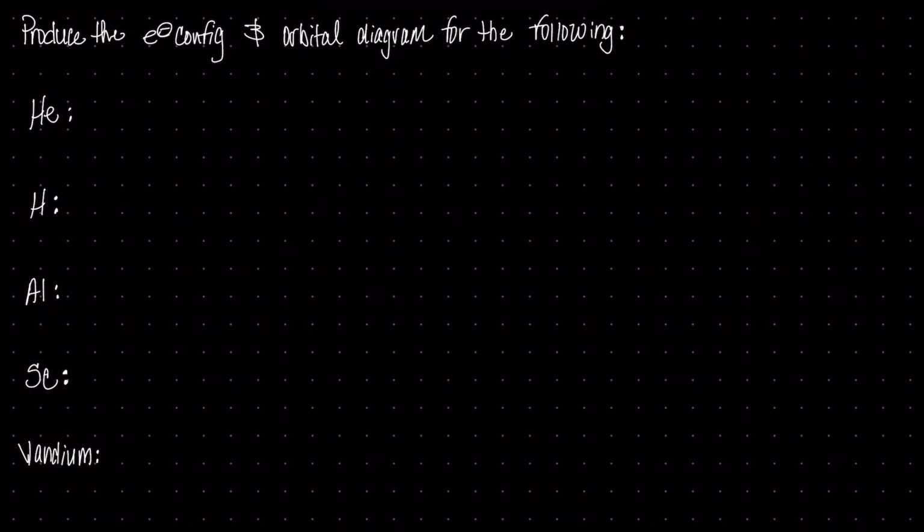So helium, based on our periodic table, has 2 protons, so therefore it has 2 electrons we're dealing with. So that's 1s2. That's it, that's all. And my orbital diagram would be 1s with 2 in it. Same thing with hydrogen. Hydrogen only has 1 proton, so therefore it has 1 electron, 1s1.